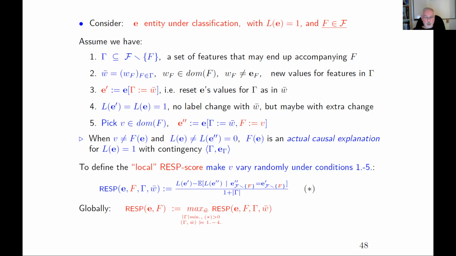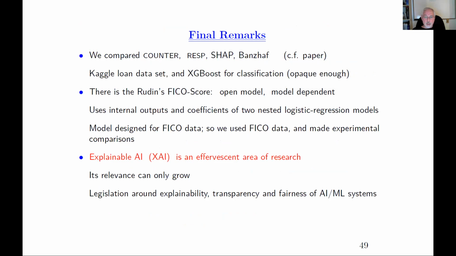So we experimented with this RESP score. So actually, these are my final remarks. We compare all these different scores: counter, RESP, SHAP, and BANSAF. You can see the last paper I mentioned. We did this on top of Kaggle loan data, and we use XGBoost as a classification model that is opaque enough, assuming it is a black box model. And actually, very interesting results were obtained.